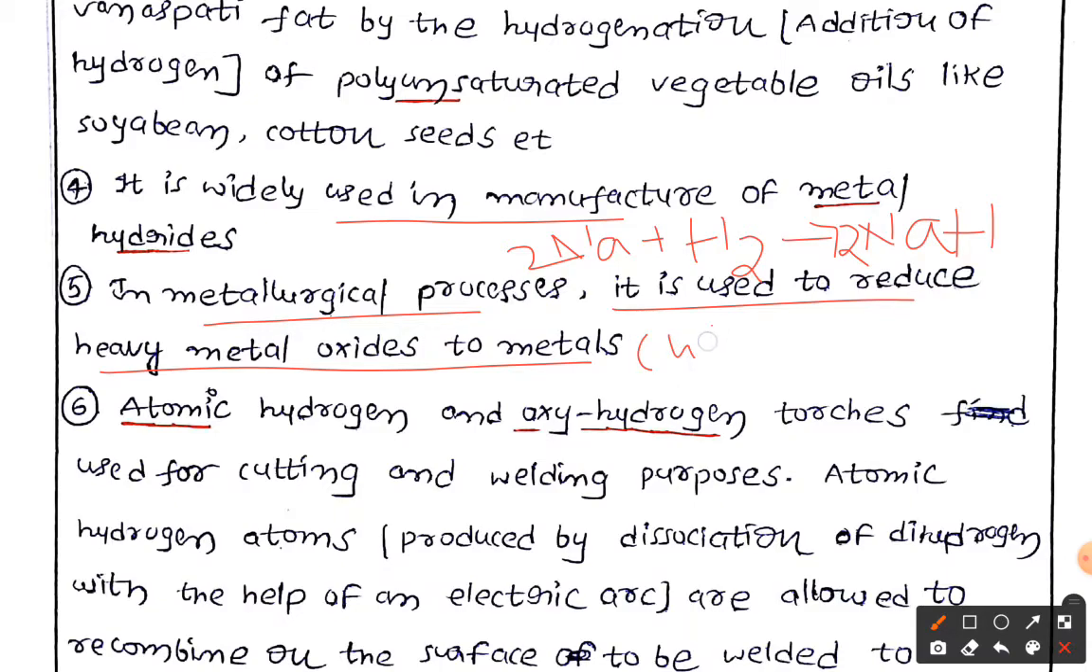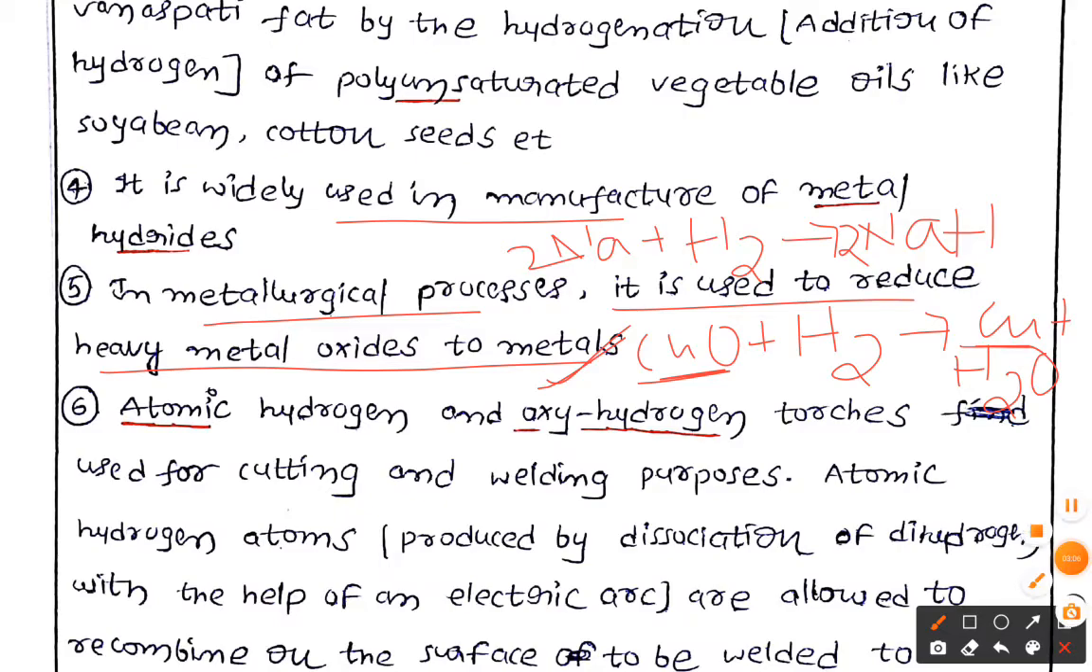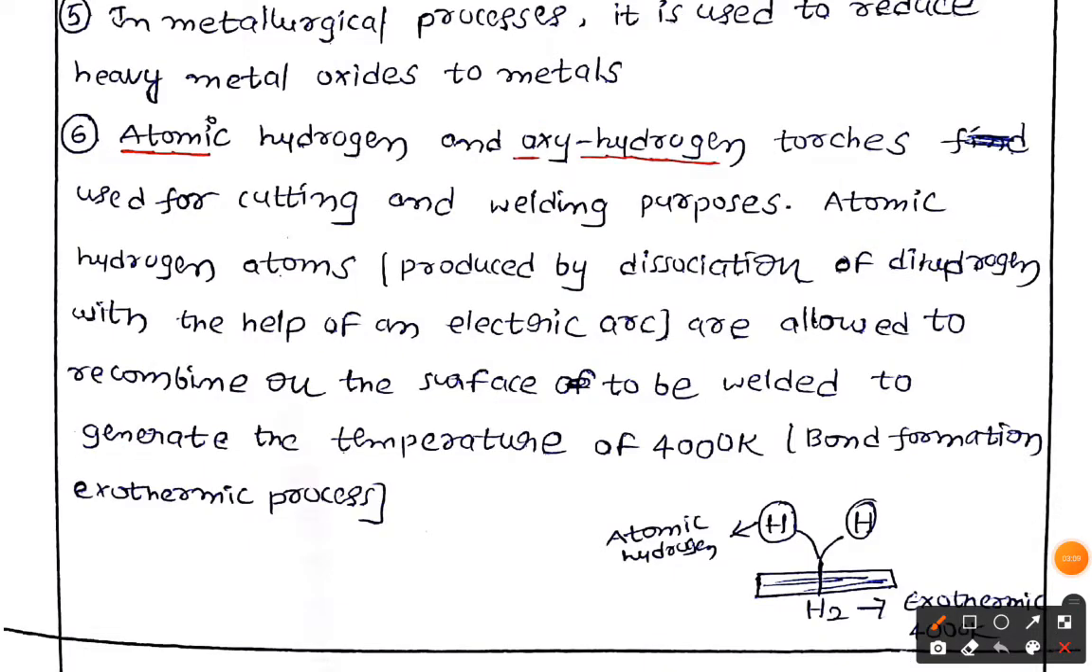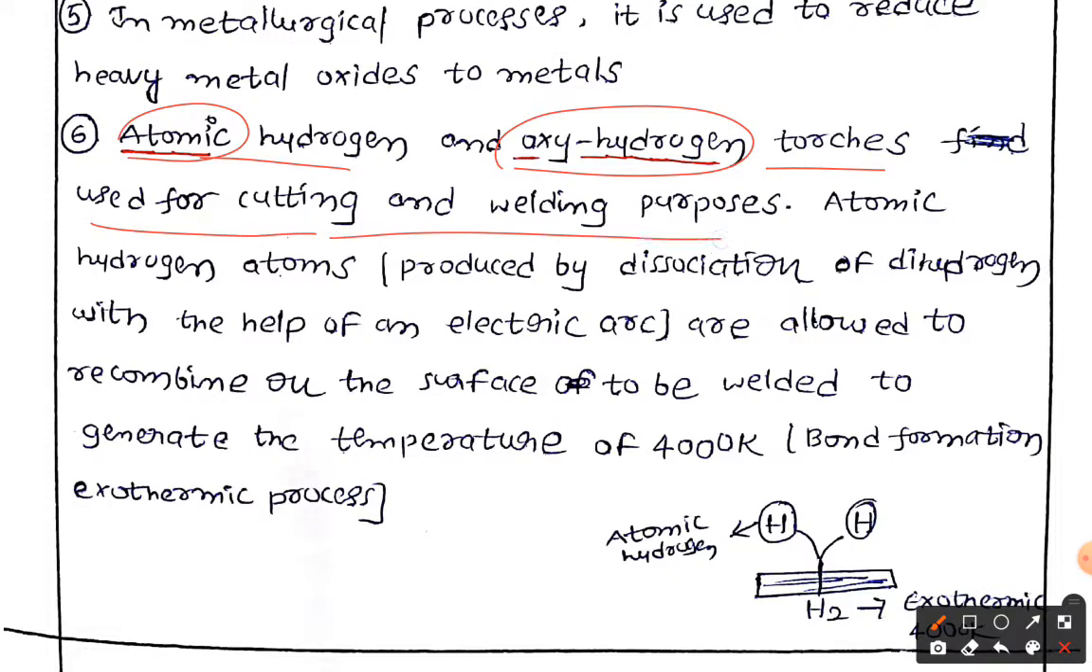Copper oxide on reaction with hydrogen, you get what? Copper along with what? Water. So now what are you doing here? Metal oxide is converted into metal. So this is another use of dihydrogen. The next use is atomic hydrogen and oxyhydrogen torches used for cutting and welding purposes.